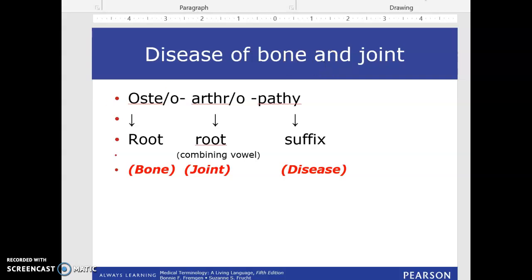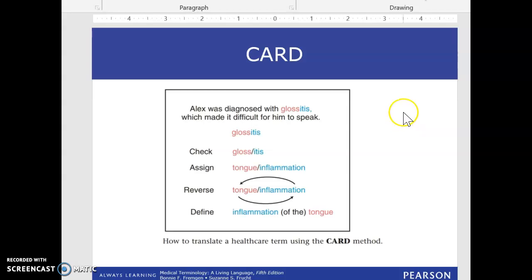There's one more thing I want to show you. It's called the card method. And remember, when you make a word or put a word together, how do you translate it? First you check, okay? So you have glossitis. You're checking what parts the word actually has. Then you assign the meaning: tongue, inflammation, right? The meanings of the two medical parts, root and suffix. Then you reverse it for the meaning. When you want to figure out the meaning, you always reverse it, because you don't say tongue inflammation, you say inflammation of the tongue. This is what is called check, assign, reverse, and define.